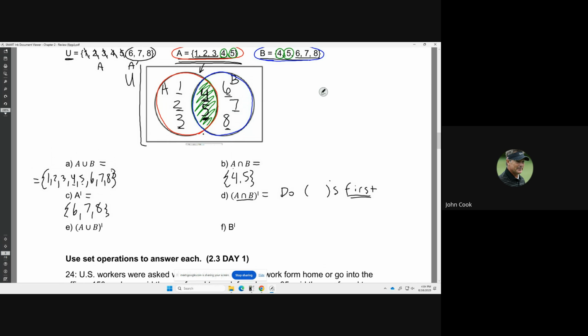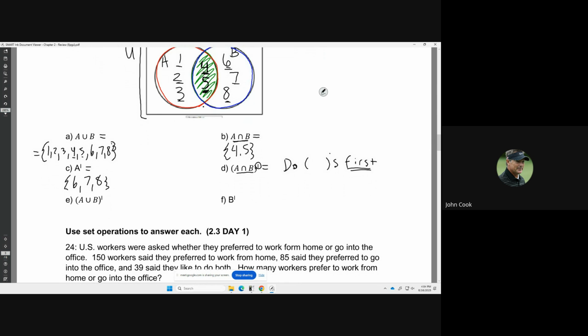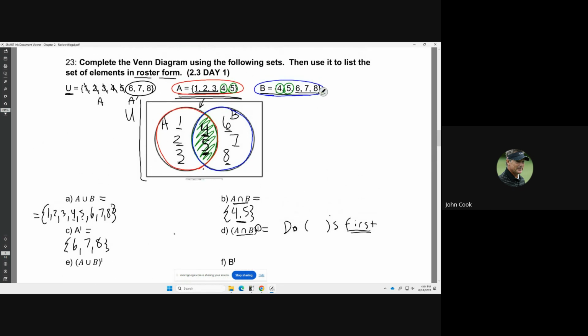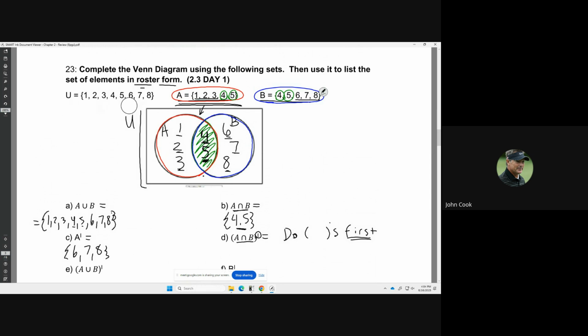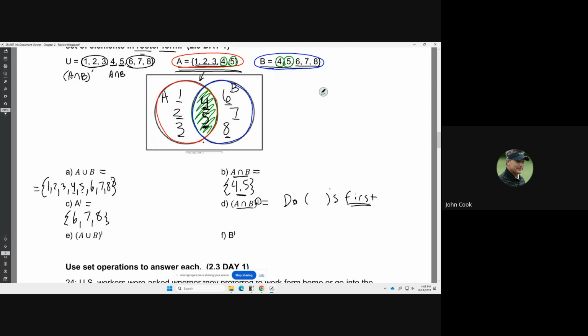But wait a minute. I just found out what A intersection B is. It's that, right? It's just 4 and 5. So what this is saying is that it wants the complement of just 4 and 5. Okay? So I go over my universal set just like before. And if A intersection B is just 4 and 5, that's A intersection B right there, then that means that all the other stuff, 1, 2, 3, 6, 7, 8, that's going to be the complement of A intersection B. So those are the ones that I'm going to write down. I write down all those numbers, 1, 2, 3, 6, 7, and 8. And that's going to be the complement. And that would be the answer for letter D.